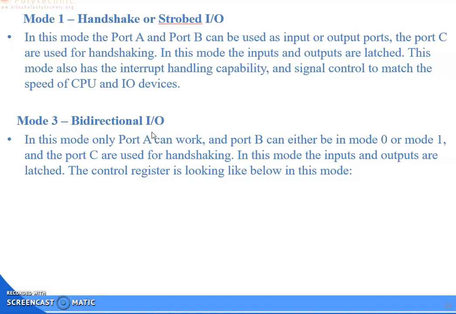In this mode, only port A can work, and port B can either be in mode 0 or mode 1, and port C is used for handshaking. In this mode, the inputs and outputs are latched. The control register looks like below in this mode.